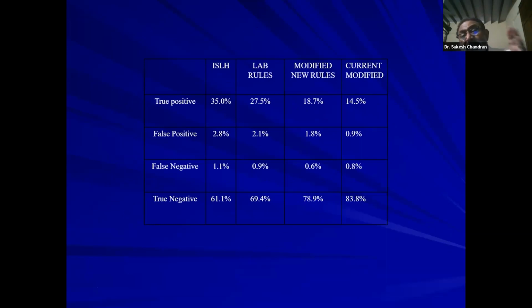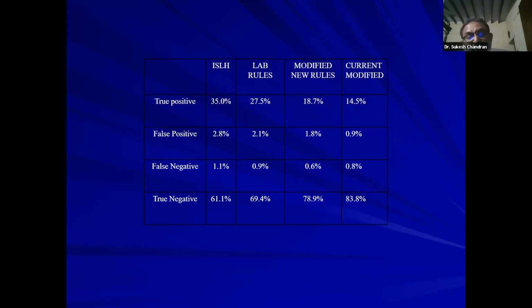When we use the ISLH criteria, we found that we had a high degree of false positivity, 2.8%. That means my review rate will be very high. But false negatives were 1.1%. Now, if I look at my old lab rules, I have brought down the false negativity to 0.9%. Because what is false negativity? That means your cell counter has missed a blast while the smear has shown a blast. So that fear is always there.